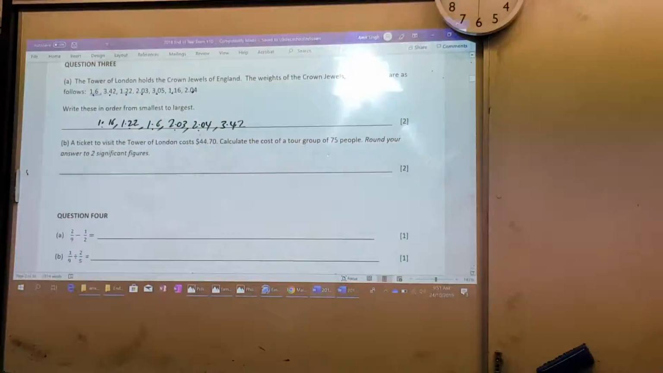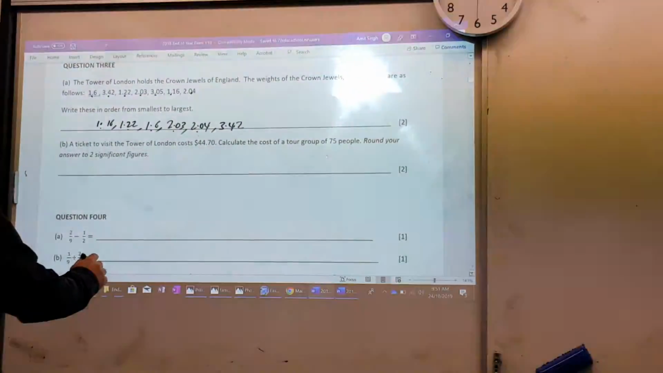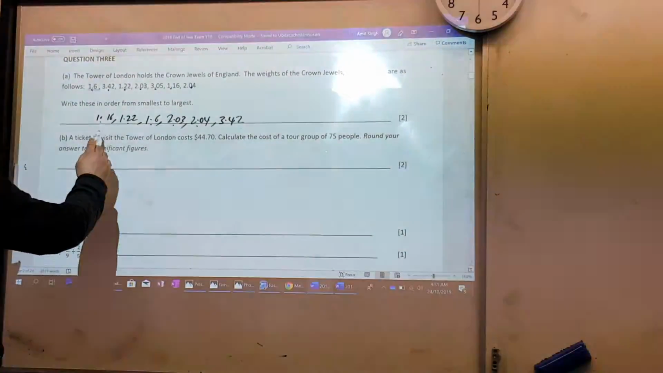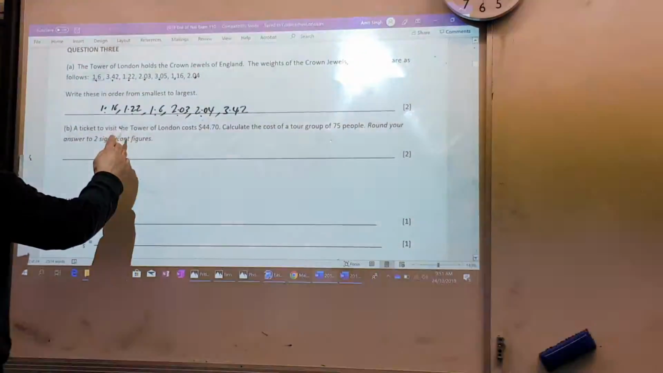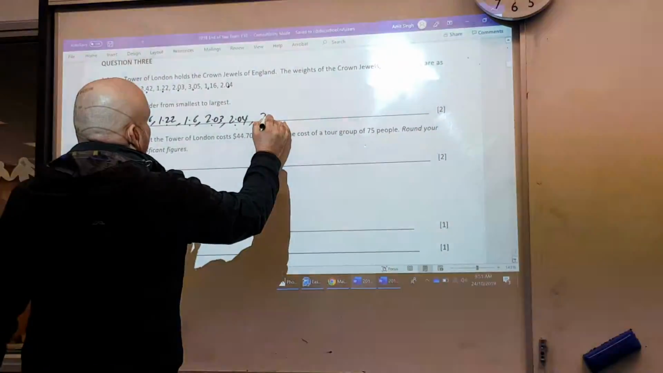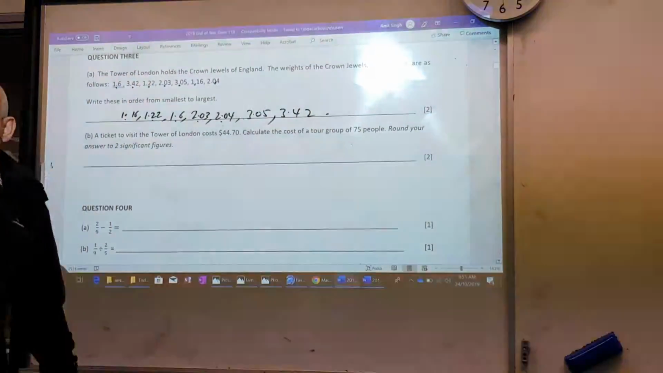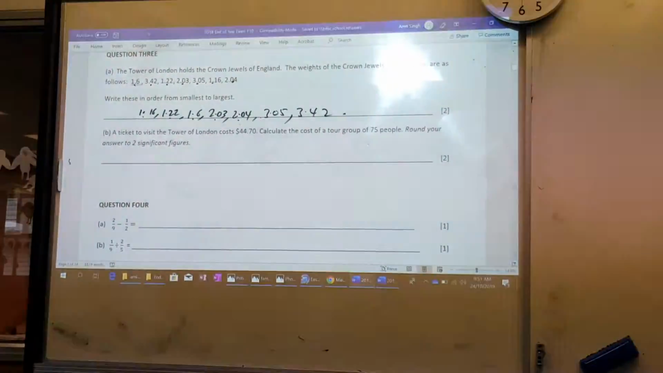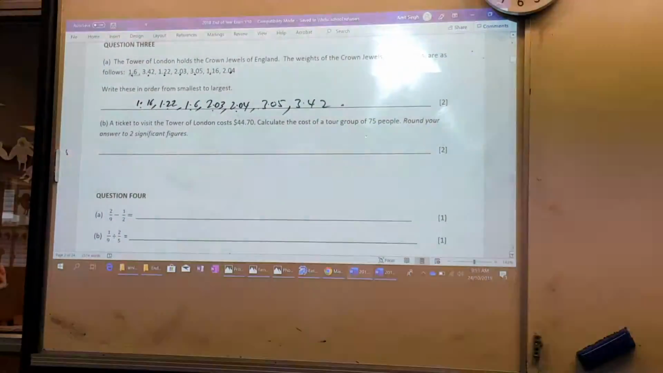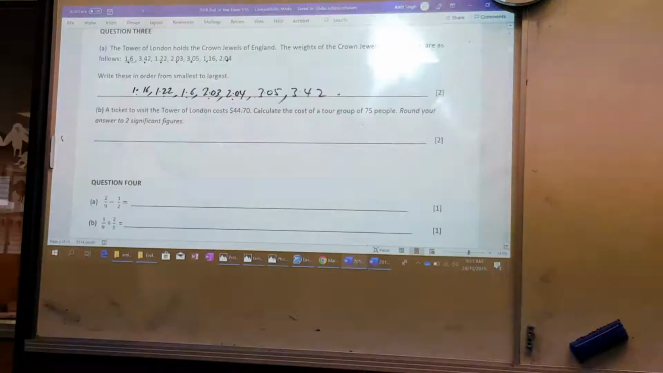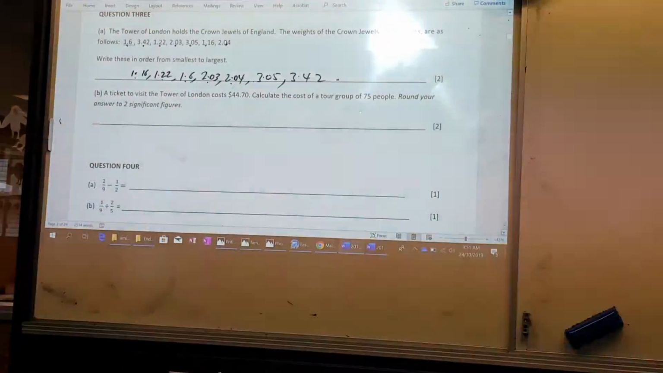So the last one is 1.16. Anything I'm missing? So it's here 3.05 and then 3.42. Okay, this is how you can check whether you have missed any numbers or not. So that's in order now, from the smallest to the largest.